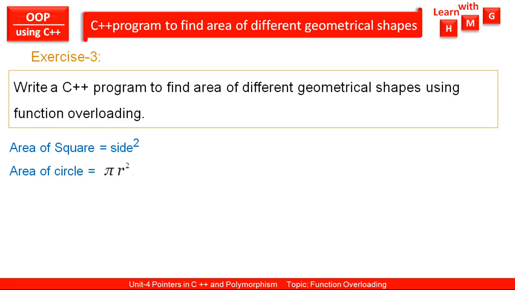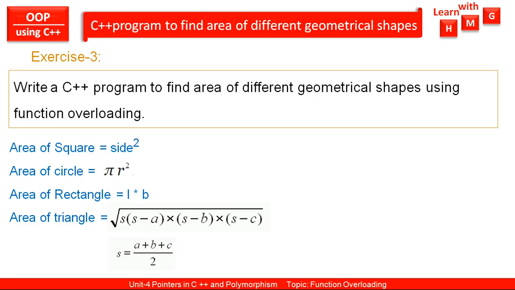Then the second geometrical shape is circle. The area of circle is calculated as pi r square. Then third shape is rectangle. The area is found using the formula L into B, that is length into breadth. And the fourth shape is triangle, implemented using three sides, that is, area of triangle is calculated using three sides of triangle ABC.